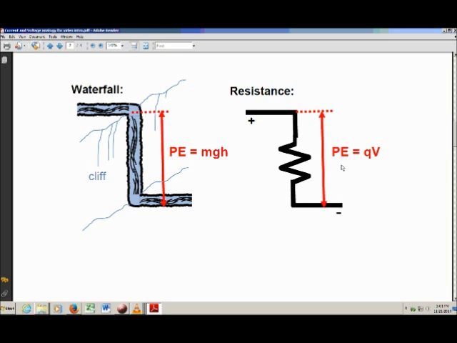So the electric potential energy is just going to be QV, where Q is the charge on an individual electron that's going through, and V is the voltage. So voltage is proportional to potential energy in the same way that the height of the cliff was proportional to the potential energy. So you can think of voltage as being a measure of how much potential energy this circuit potentially has, those electrons.